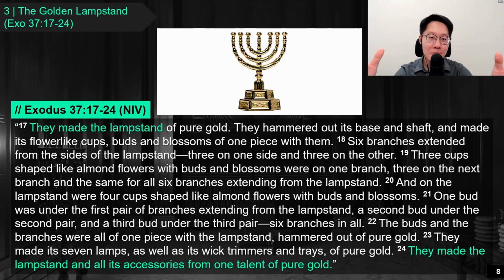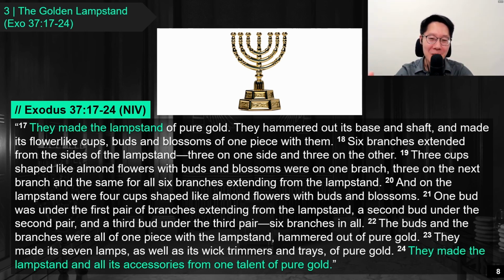So, the lampstand or the menorah is made of one shaft in the middle, followed by six branches springing out from the middle shaft. And on top of each branch and the shaft was a cup where they lit the fire. This is a modern way of lighting the fire. Where they lit the fire.